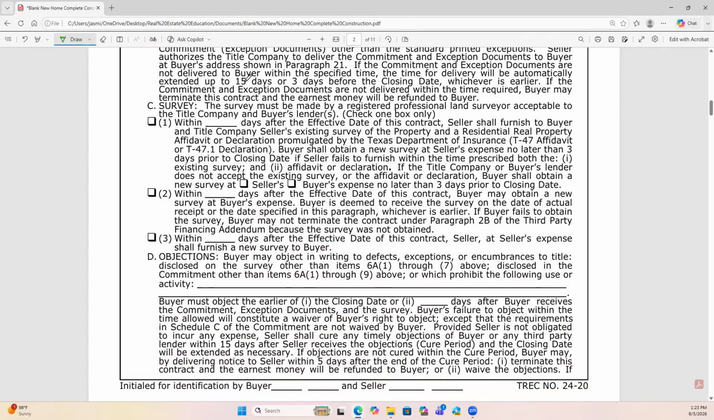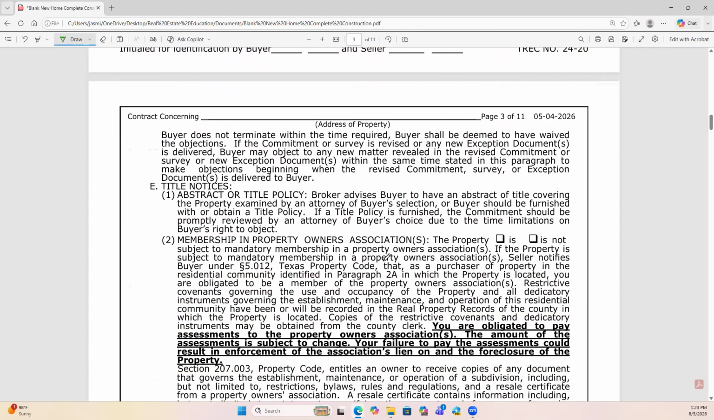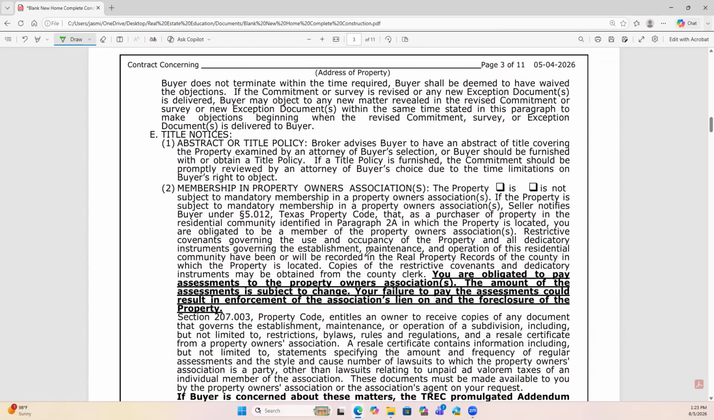Our survey questions, again, nothing has changed here either. Is the seller providing an existing survey? And if it is accepted, then great. If it's not, who's going to buy it? Is the buyer buying a new one? Is the seller buying a new one? What are our objections? None of this has changed, which is why I'm breezing through it really fast.